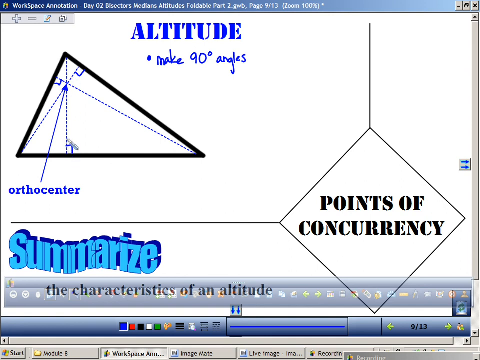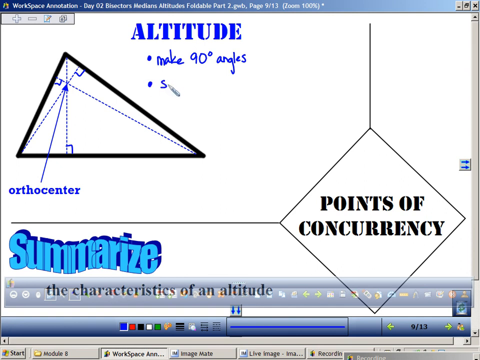Remember we talked about how if I were to take this line and swing it out, I'd have to extend it, like if I had a piece of string and tried to find the distance from here to here, the string would have to be longer. So that makes the altitude the shortest distance.